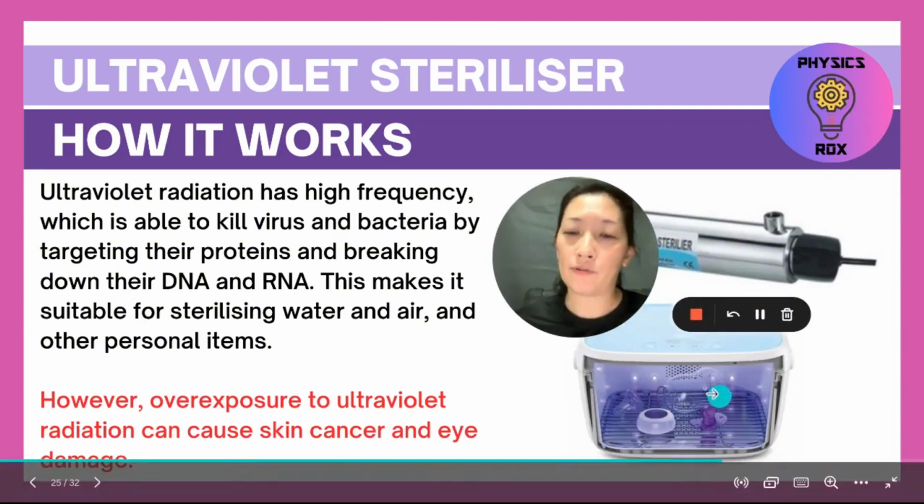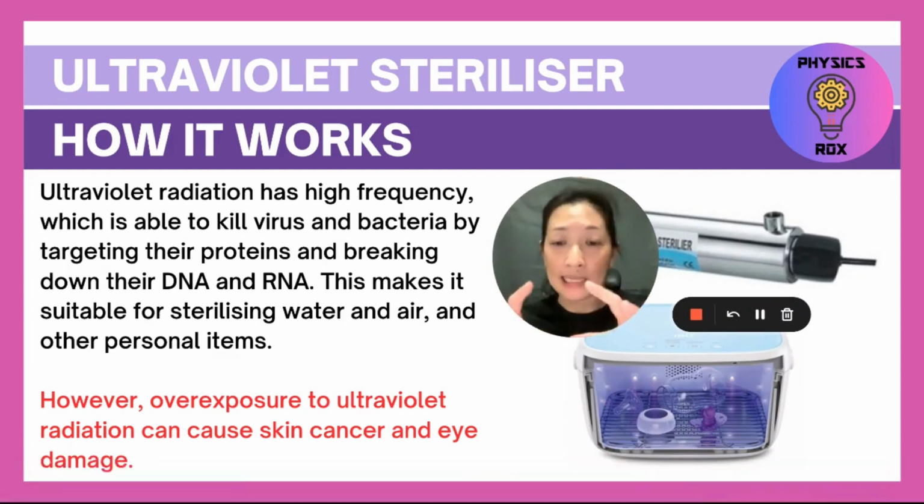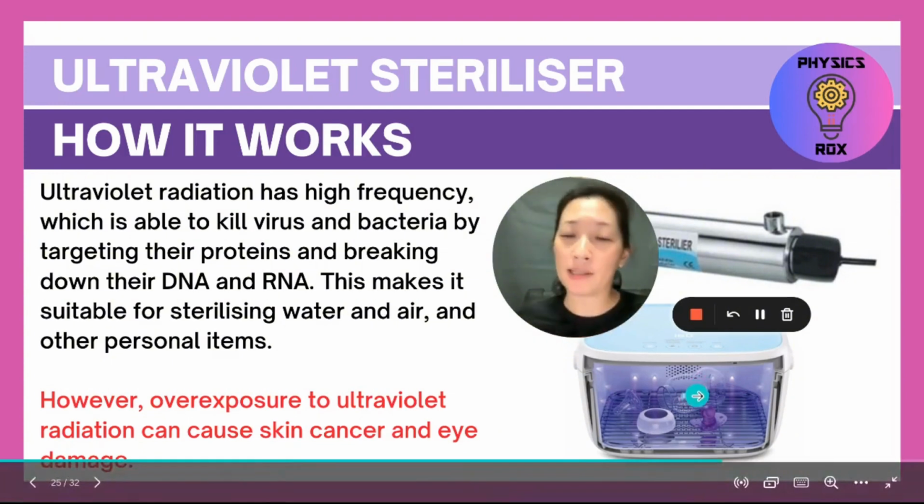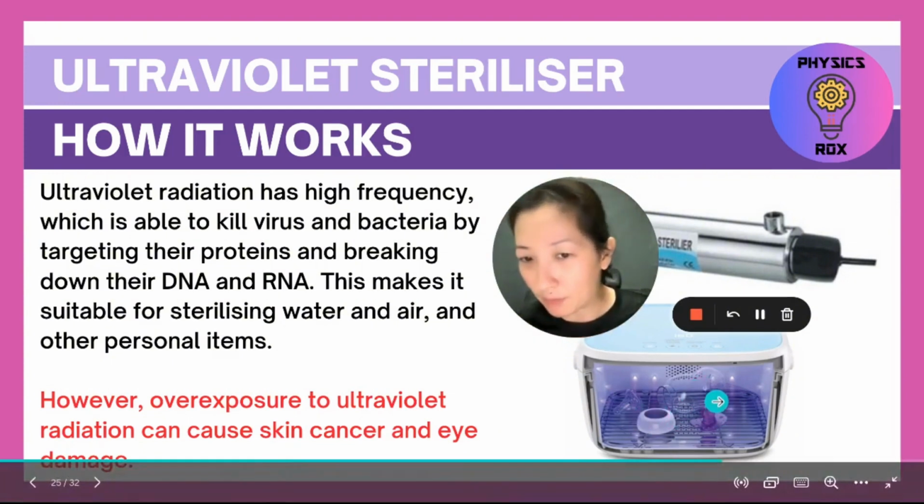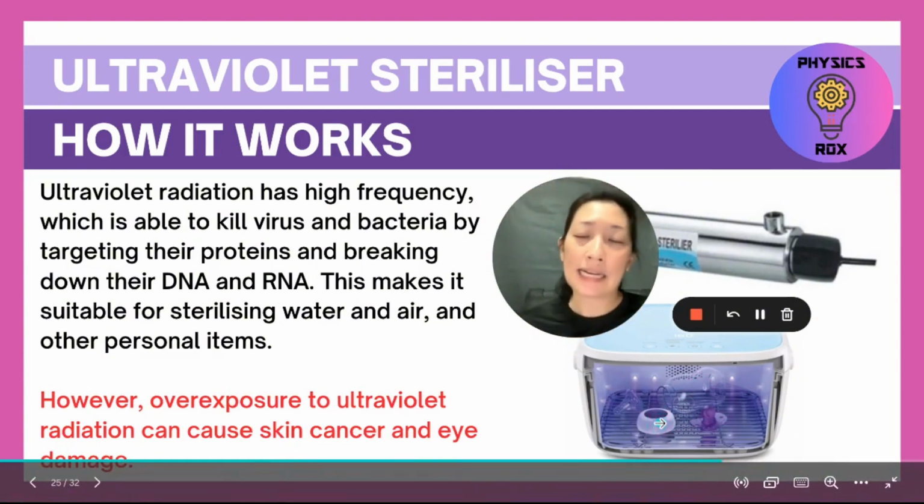And that's why they're also useful for sterilizing personal items. You might find that some of the baby item sterilizers use UV to make sure that they kill off as many microorganisms as possible from the baby bottles and all that, to make sure that they're clean for the babies to use.